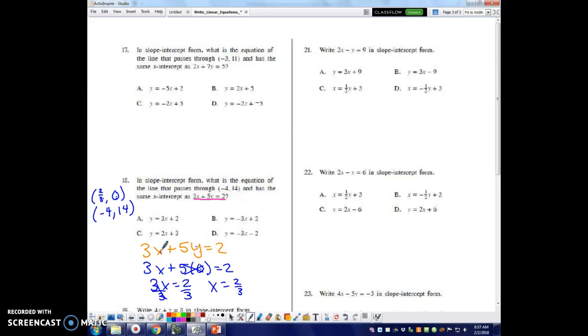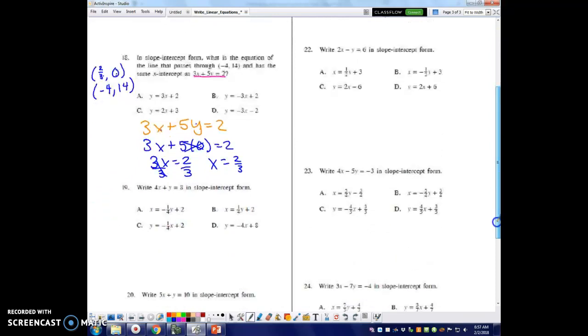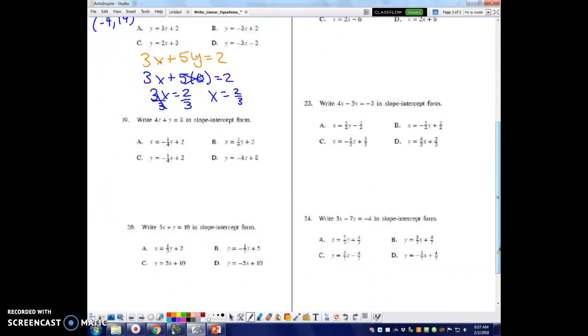All right, number 19. Write this in slope-intercept form. So remember the 2 steps. First one is what? Move the x. So y equals, that becomes negative 4x plus 8, divide by 1. There's an invisible 1 in front of y, but if you divide everything by 1, this is what you'll get. So the answer is D.